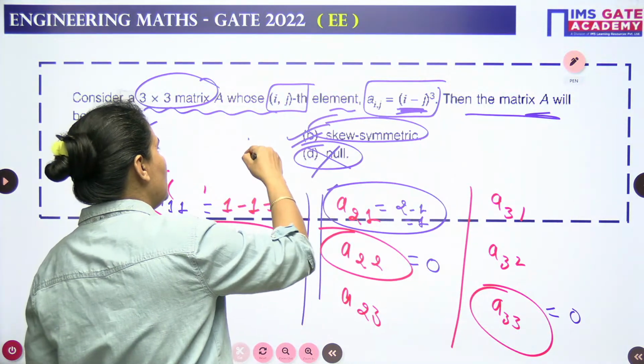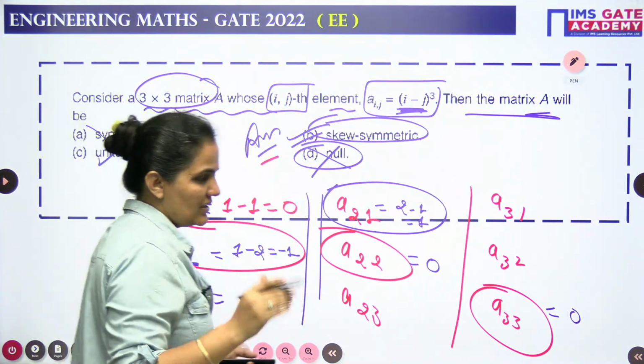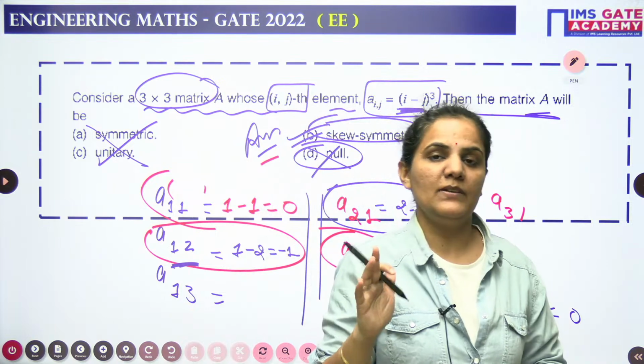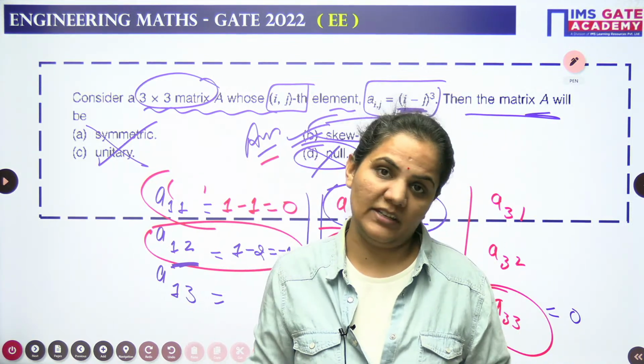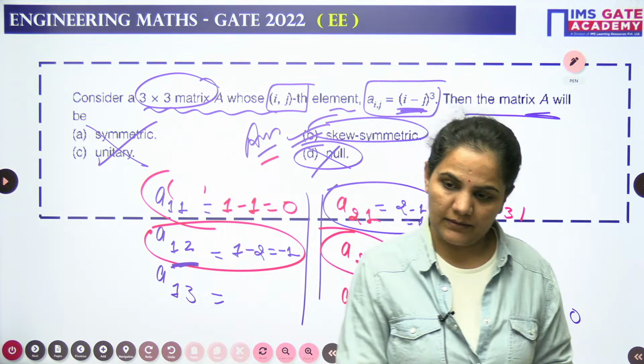So directly you can come to a decision that this is the final answer, option B for Bombay, which is skew symmetric. I hope this is clear to everyone.